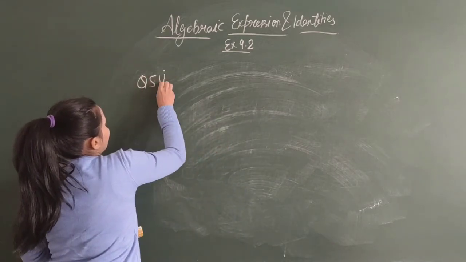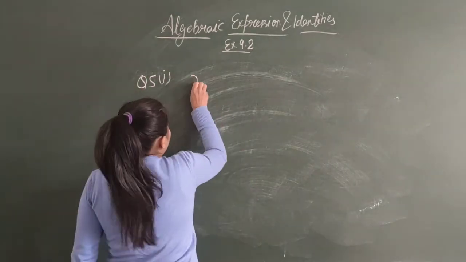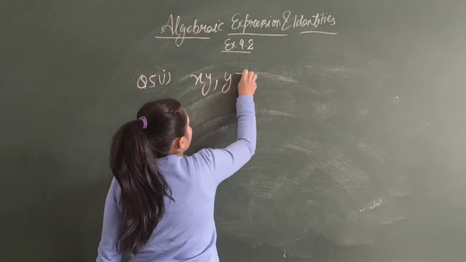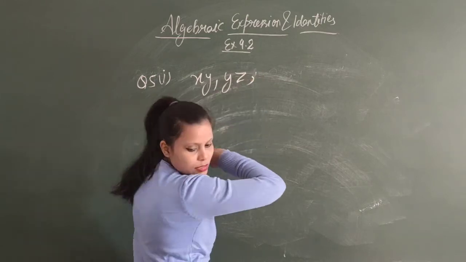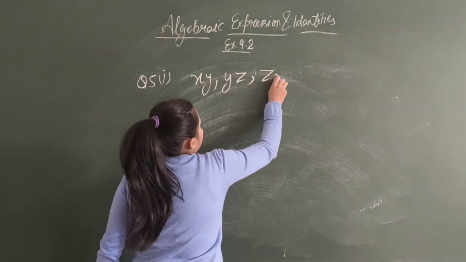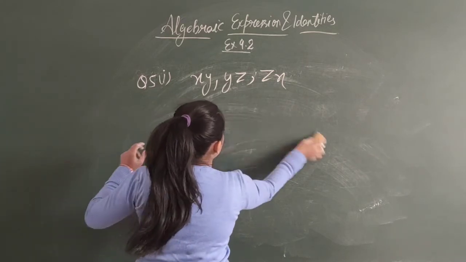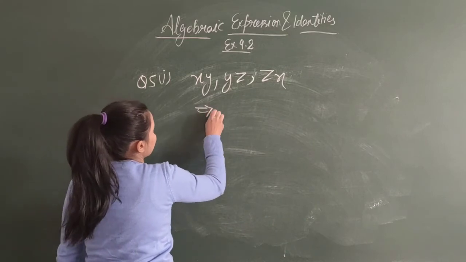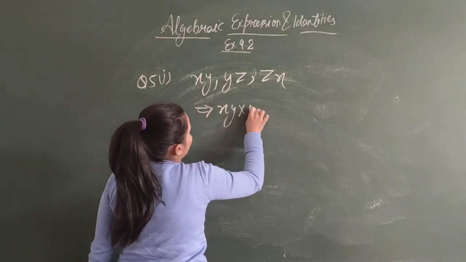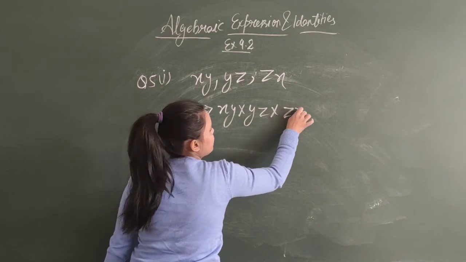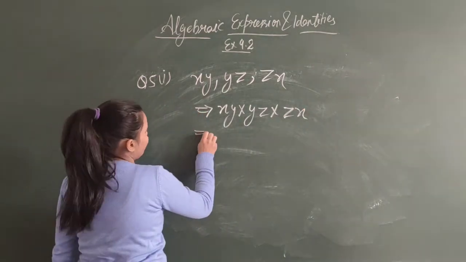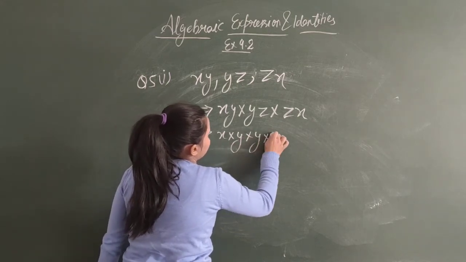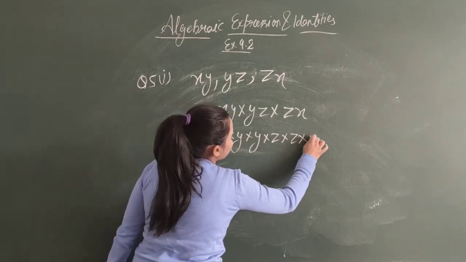Question number 5, part 1. It is given as xy, yz and zx. All right. We just need to multiply all these terms. What we will do? We will write it as xy multiply yz multiply zx. Right? Or we can write it as x multiply y multiply z multiply x.